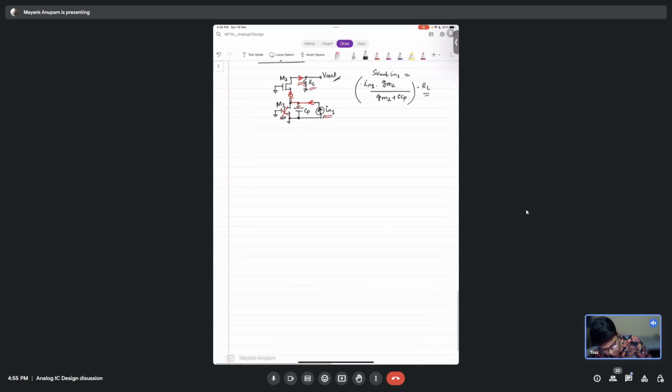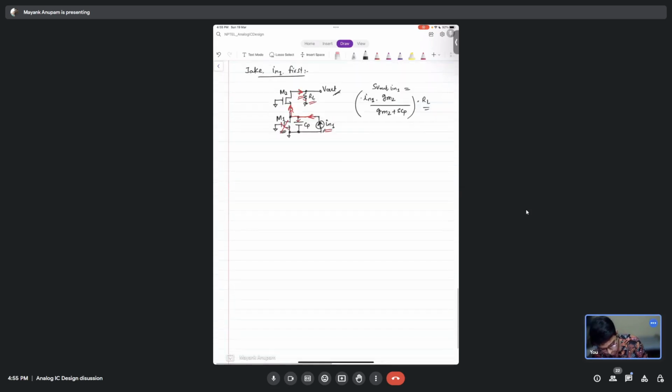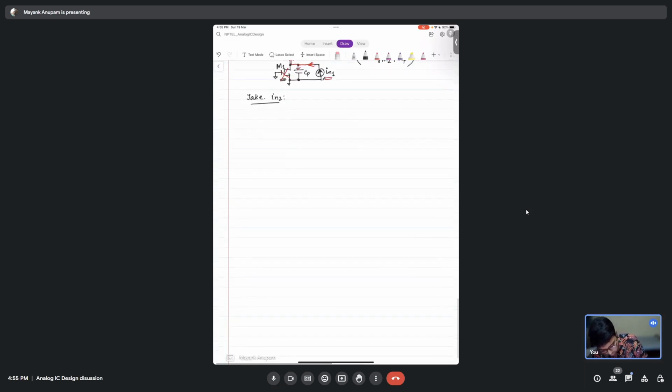Cool. Now this is done. Now let's move on to IN2. So what will the picture look like? This is the second MOSFET, the first MOSFET. This is grounded. There is CP here. There is this noise current IN2 here. This is grounded. Then this is RL, and we have this V out.